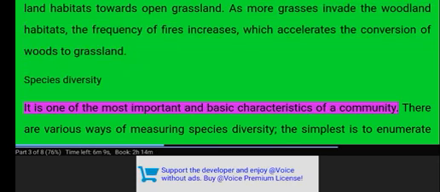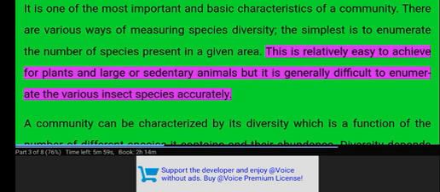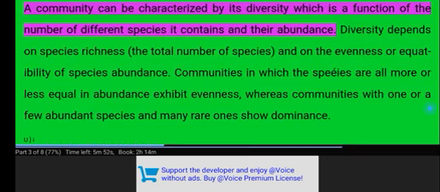Species diversity. It is one of the most important and basic characteristics of a community. There are various ways of measuring species diversity. The simplest is to enumerate the number of species present in a given area. This is relatively easy to achieve for plants and larger sedentary animals, but it is generally difficult to enumerate the various insect species accurately. A community can be characterized by its diversity, which is a function of the number of different species it contains and their abundance.